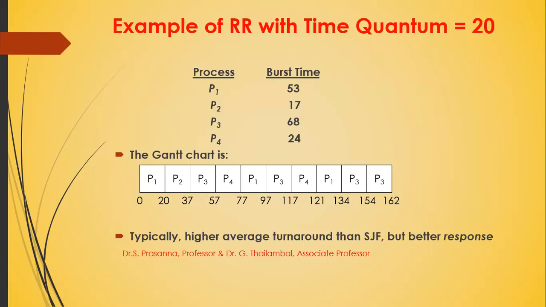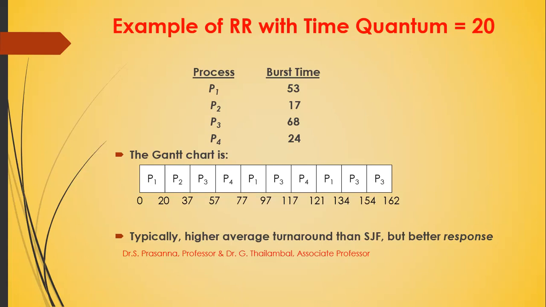After that, P3 arrives, having a burst time of 68. Even though it has 68, only the 20 time quantum will be allocated, so it needs to wait until the next round of the ready queue. Therefore, P3 stops at the time of 57, and P4 arrives. P4 is 24, so it runs from 57 to 77. P4 still has burst time available, but it needs to wait until the round robin is scheduled again.